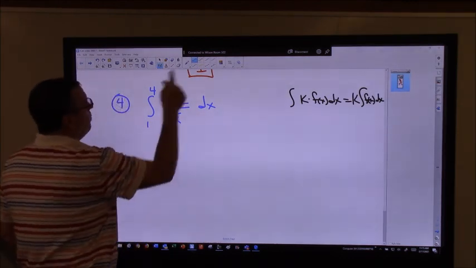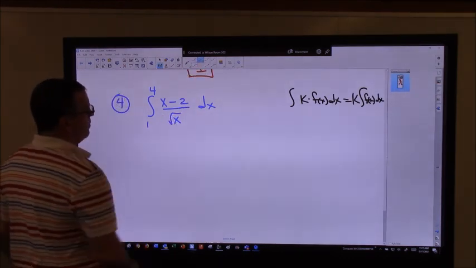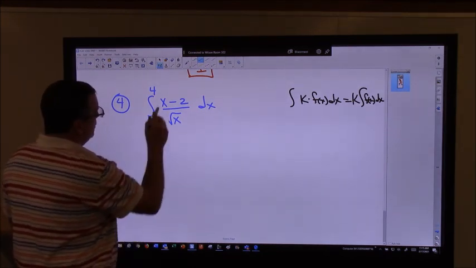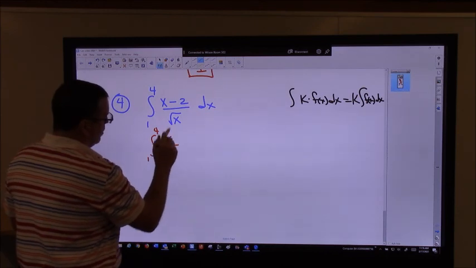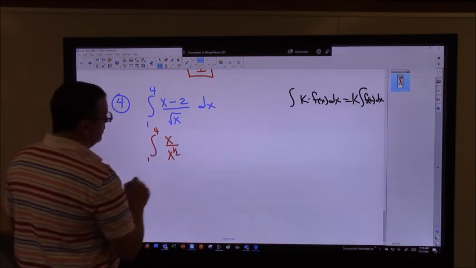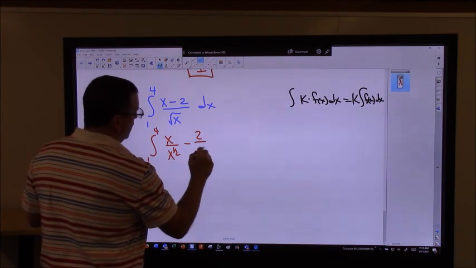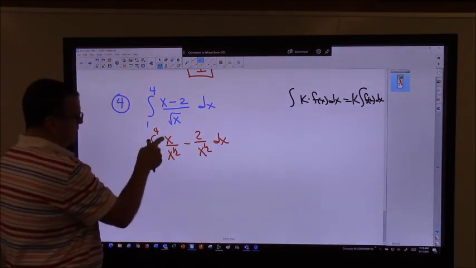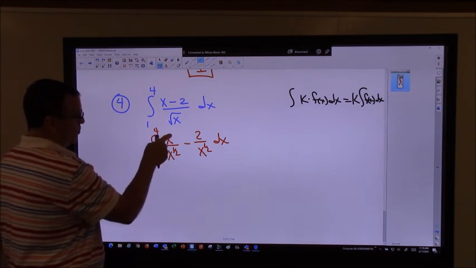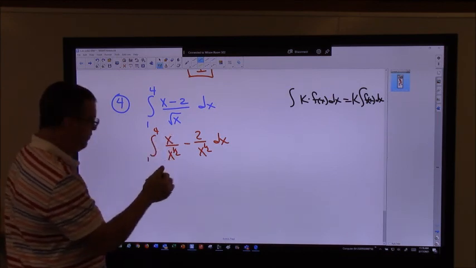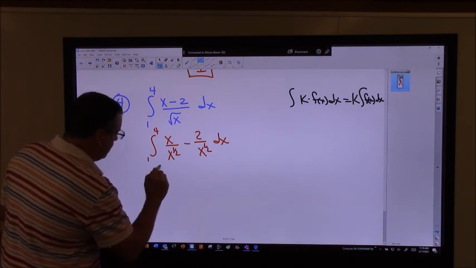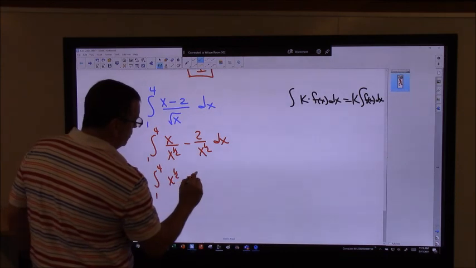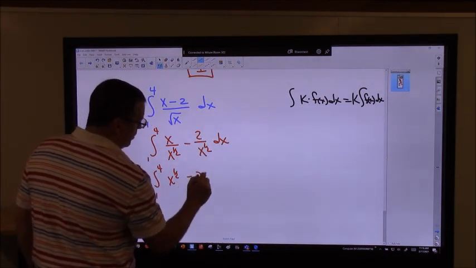So I do think what I would do with this problem is I would divide this up into 2 different fractions. So the integral from 1 to 4, I've got x over, we'll call that x to the 1/2, minus 2 over x to the 1/2. And then when I divide these, I subtract the exponents. So 1 minus 1/2 is 1/2. So that's the integral from 1 to 4 of x to the 1/2 minus 2, we'll just bring this up and call it a negative exponent.